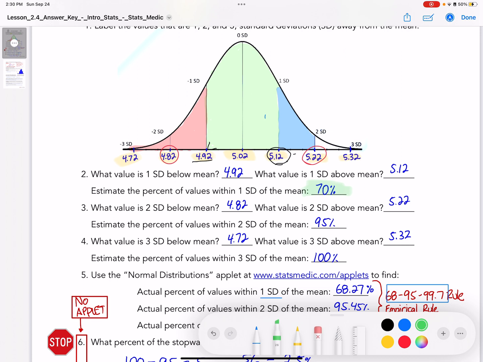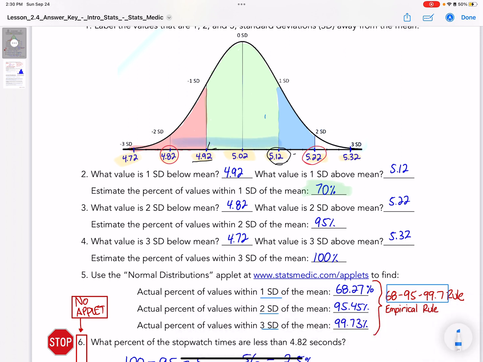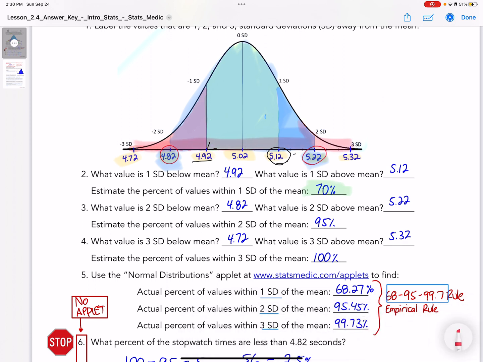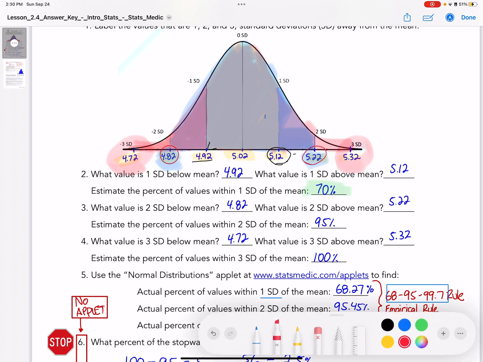95% means that 95% of my data is going to be within 2 standard deviations of the mean. So basically, if I counted up all my data, I'm going to see that 95% of it is between the values of 4.82 and 5.22. And then finally, 99.7%, that's going to be from here. It's 3 standard deviations, so it's almost the entire curve. So 99.7% means almost the entire data set, if it's a normal distribution, is going to lie between 4.72 and 5.32. All right?